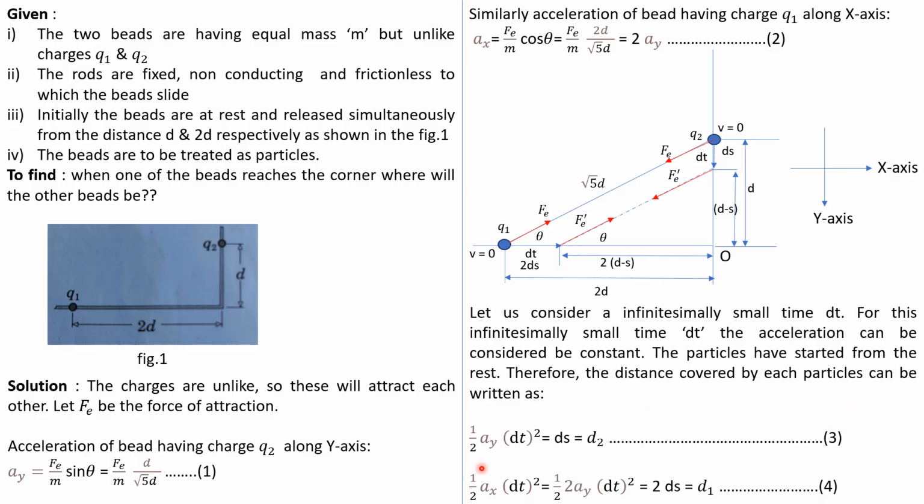Same way for this particle 1, we can write half into ax into dt square. But we know that ax is 2 times ay. So we will put that value, and we will get 2 times ds. And that we can write further as d subscript 1, 1 stands for particle number 1. And we will call this equation number 4.